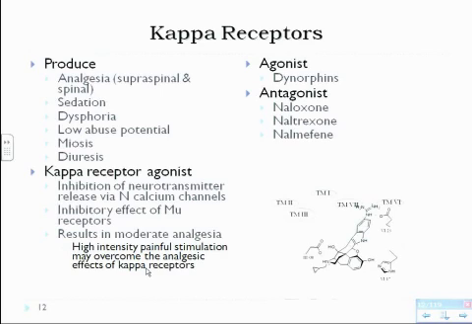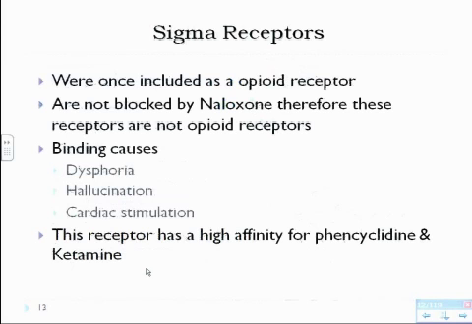Now, the agonists that are naturally occurring in your body that bind to kappa receptors more selectively are called dynorphins, and the antagonists, of course, are the same. Now, at one time, sigma receptors, which I talk about briefly in the book, used to be put in the opiate receptor category, and they're really not. They're not blocked by naloxone, so they're really not considered opiate receptors.